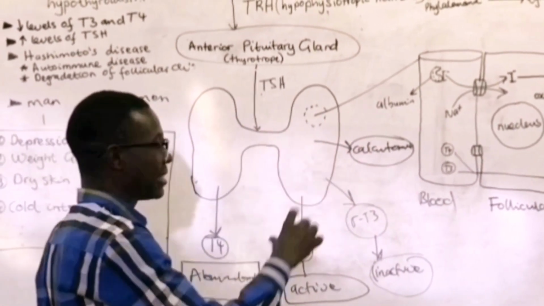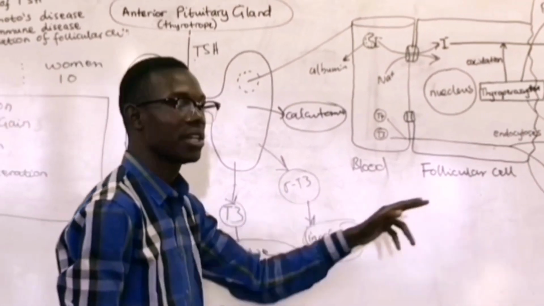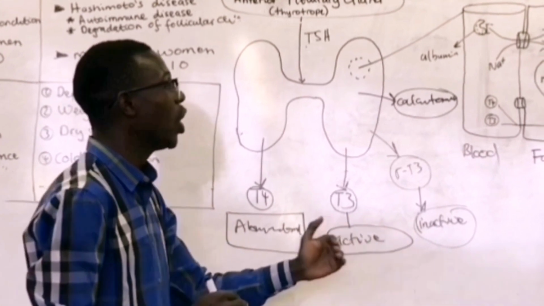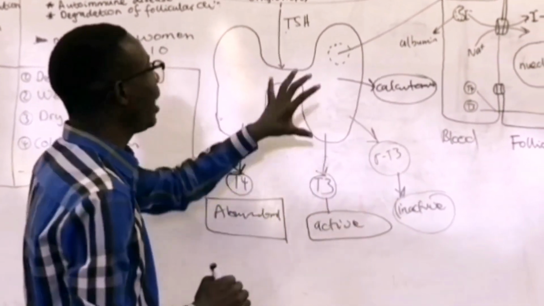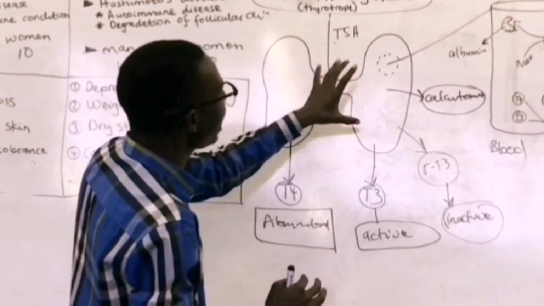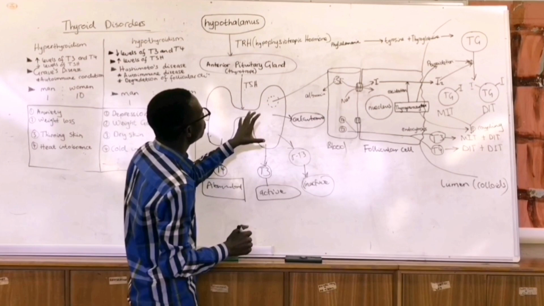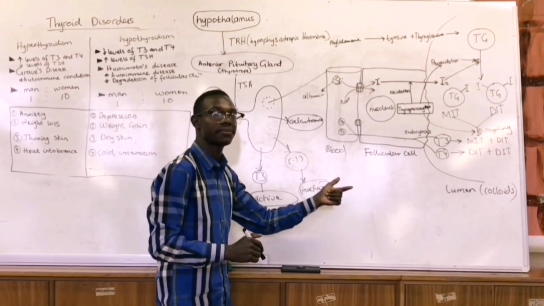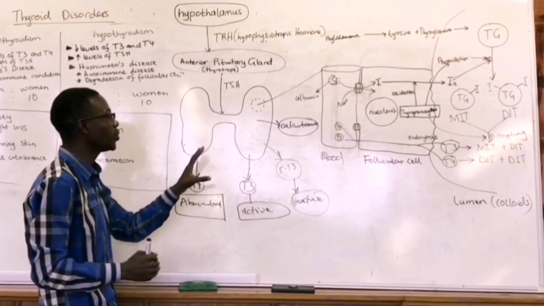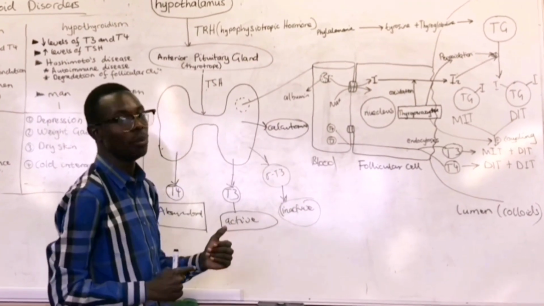Now, I want to see also that the thyroid gland contains cells. We have what we call follicular cells. These follicular cells can be simple cuboidal or simple columnar, depending on the activation of this gland. If the gland is activated, we are going to find simple columnar. If the gland is inactivated, you are going to find simple cuboidal cells surrounding the lumen.